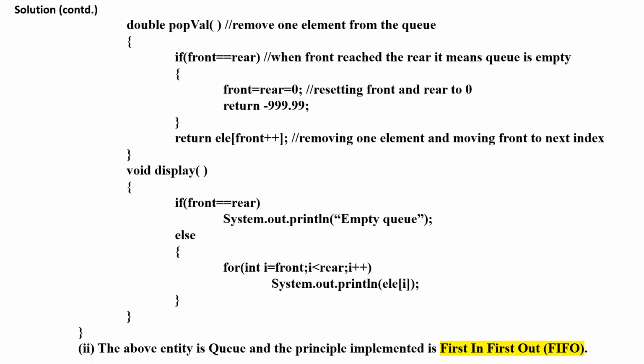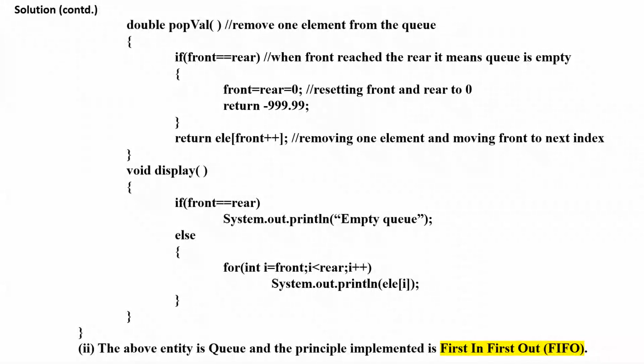And as the question said, we must return the value as it is asked in the question. So here it is -999.99. Otherwise, what I'm doing, otherwise return LE front++. Again here, post increment. First, the element at front position will be eliminated from the queue and returned, and front will be incremented to the next index.